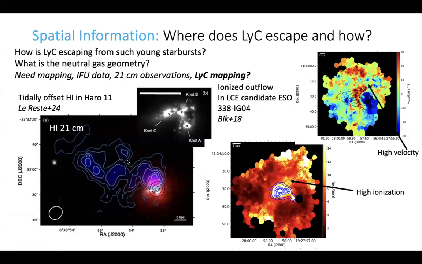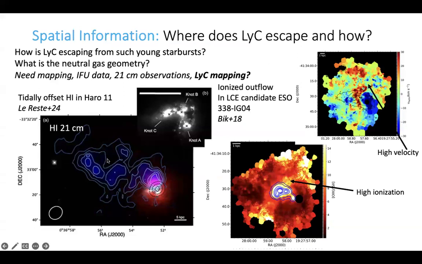So I think understanding where Lyman Continuum escapes, it would help to have this sort of spatial resolution. We would also want to isolate both where the Lyman Continuum emitting clusters are and then relate them to the overall structure of the ISM. What is going on with the neutral gas geometry in that region? What is changing the neutral gas geometry in that region?